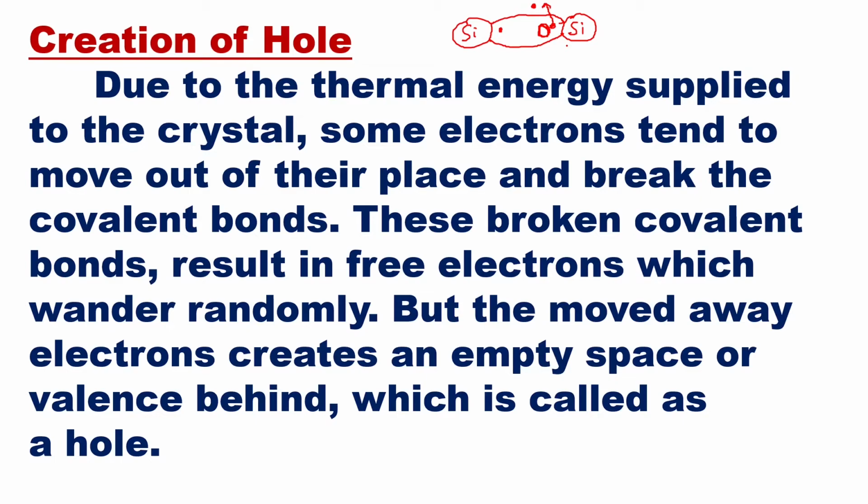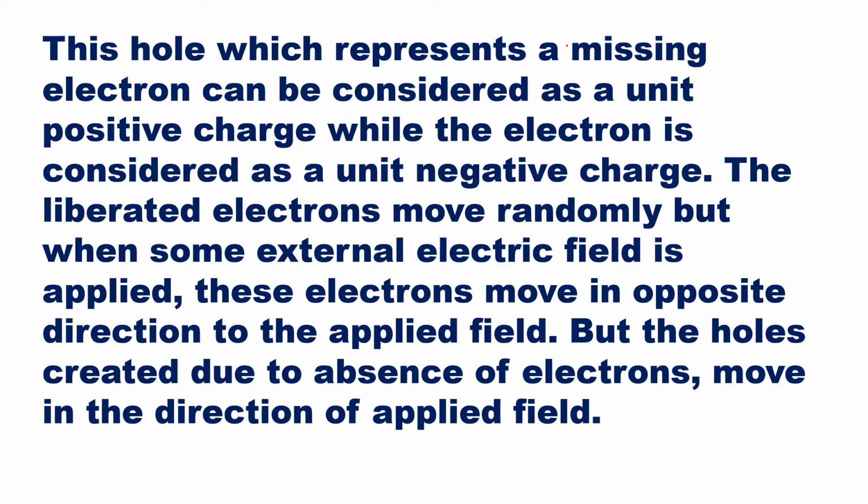But the moved away electron creates an empty space in the valence band behind. As I've shown on top, there is an empty space when one electron goes out, and that empty space we can call a hole, and we can assume it as a positive charge. This hole, which represents a missing electron, can be considered as a unit of positive charge, while the electron is considered as a unit of negative charge.